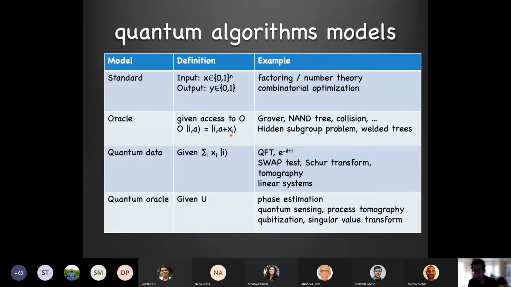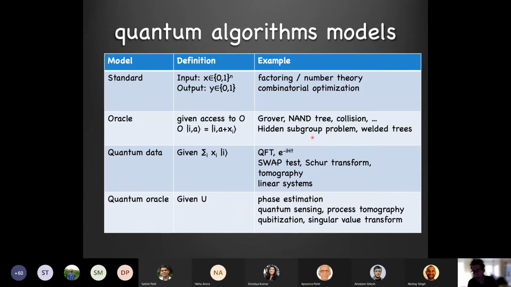You're given a function that you can compute, and the truth table of that function is your bit string. So this is a different model. It's a very useful one. This corresponds to Grover's algorithm, as well as other polynomial speedups like the NAND tree and collisions, as well as some exponential speedups like the hidden subgroup problem and the welded tree problem. These are all speedups within the oracle model.